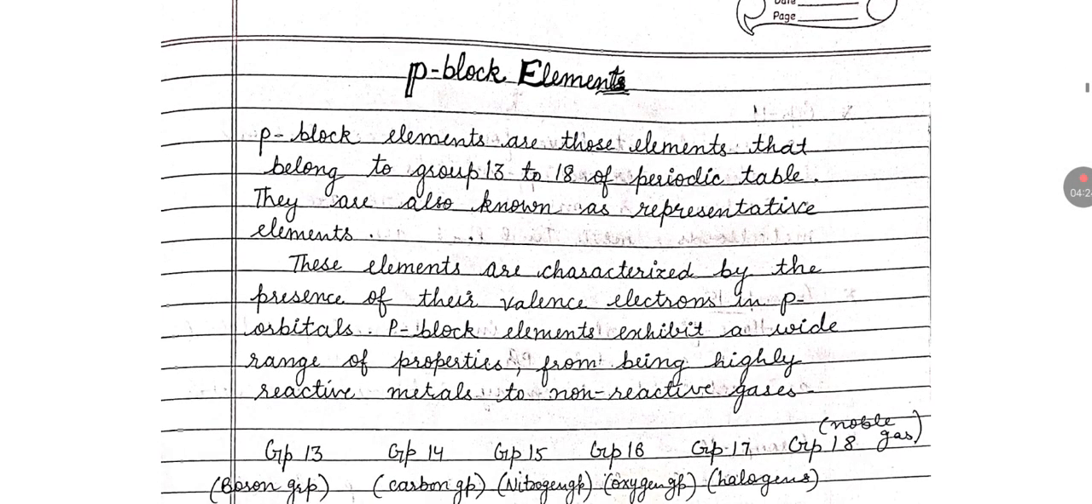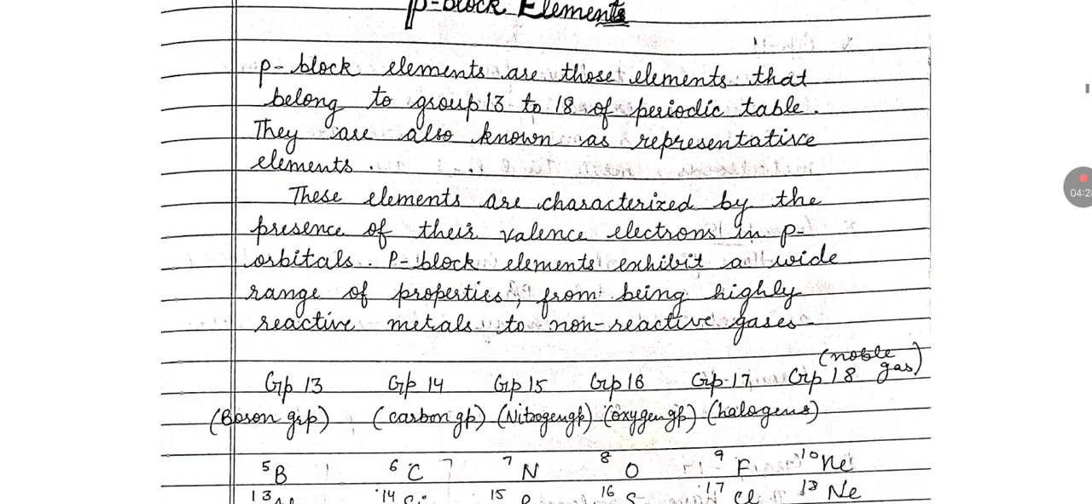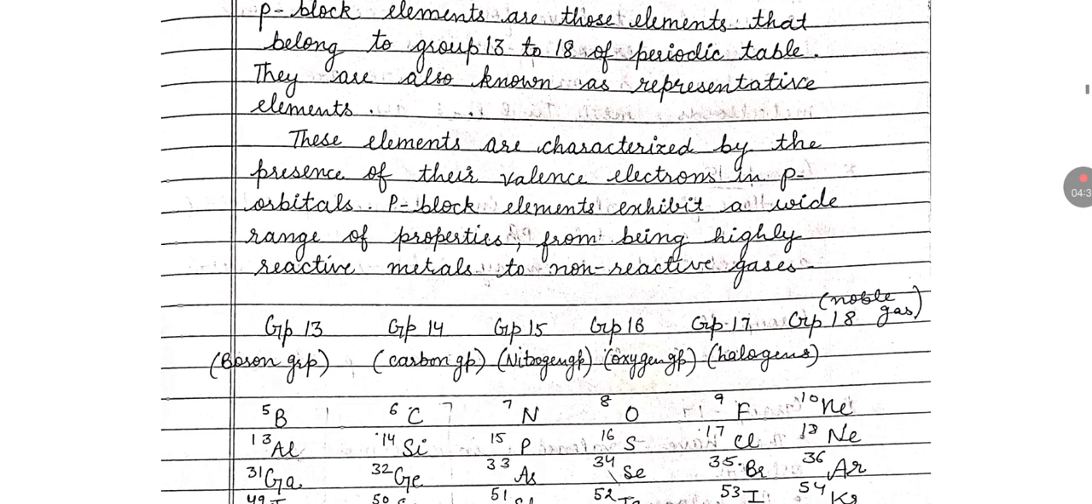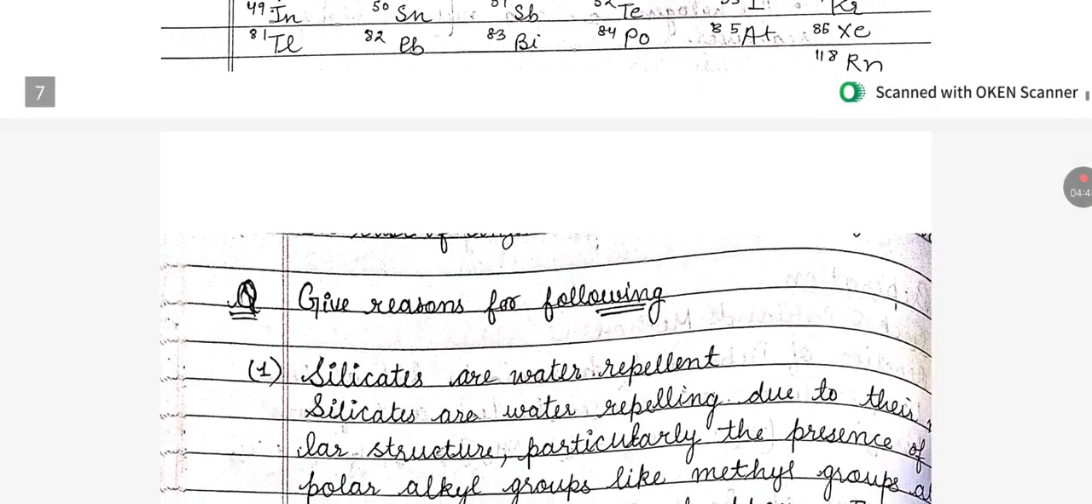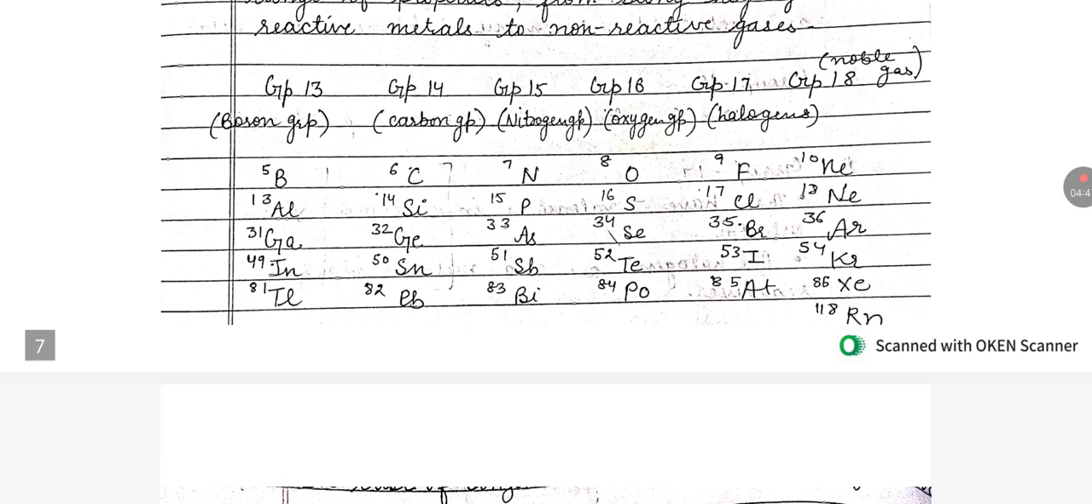What are p block elements? P block elements are those elements that belong to group 13 to 18 of periodic table, also known as representative elements. These elements are characterized by the presence of their valence electrons in p orbital. P block elements exhibit a wide range of properties, from being highly reactive metals to non-reactive gases. These are the p block elements, group 13 to 18.